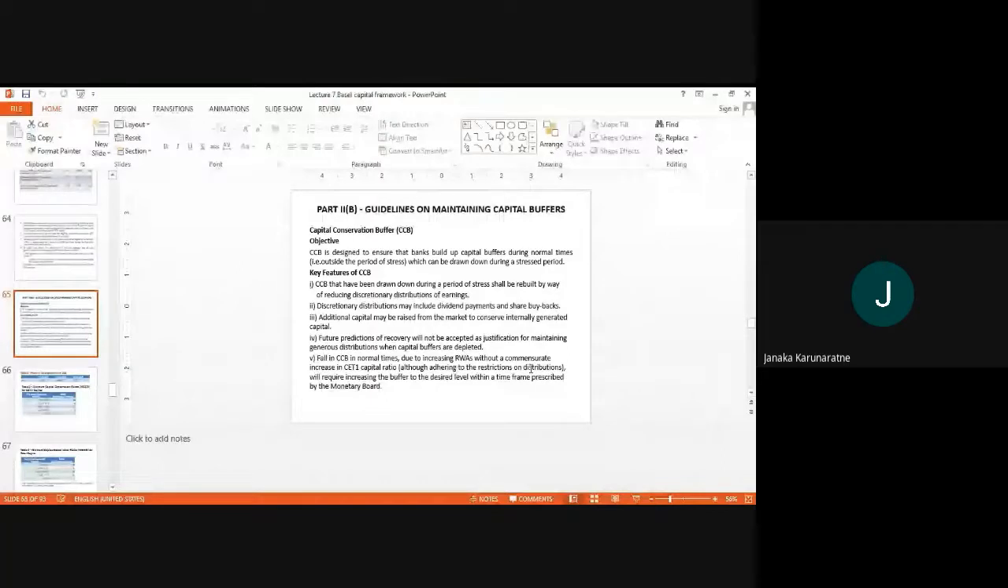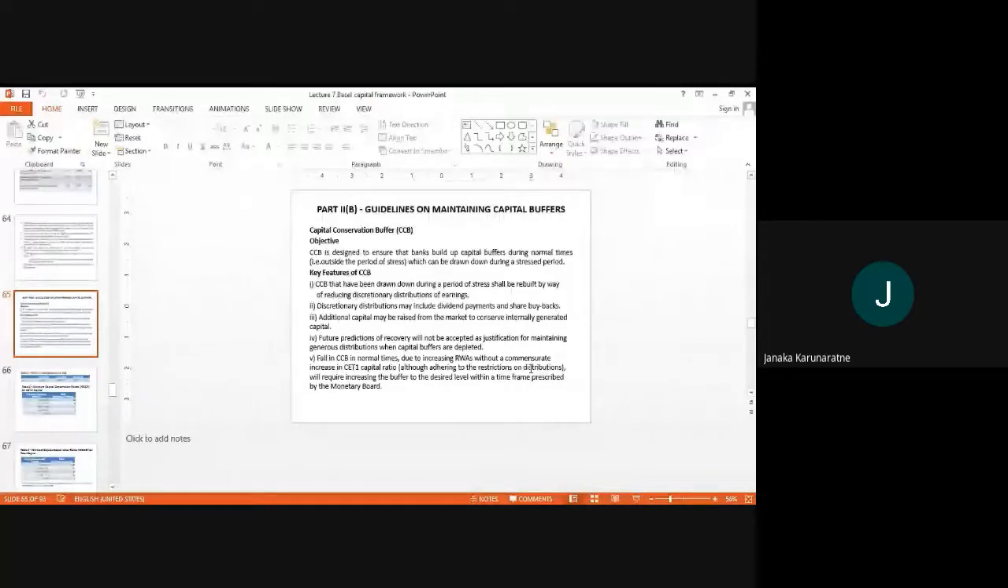What it says is that this is a conservation buffer to be used during a period of stress. Your minimum CET1 is 4.5. On top of it, you need to maintain a conservation buffer of another 2.5. That means 7%. During a stress period, your capital will come down. So this buffer is there so that even if the capital comes down, it will not go below 4.5. That is the objective of a buffer.